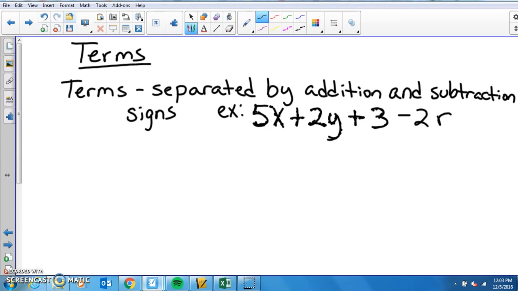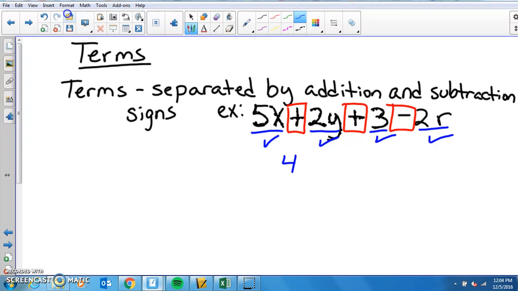Terms are separated by addition and subtraction signs. So here's my addition sign right here. I have an addition sign here, and I have a subtraction sign there. So my terms for this expression are 5x, 2y, the 3, and that 2r. Actually, it will be a negative 2r because of that minus sign. But the main thing is just for you to notice what the terms are and how many there are. So I have 1, 2, 3, 4. This is a term, that's a term, that's a term, that's a term. So in this expression, we have 4 terms. So again, terms are separated by addition and subtraction signs.